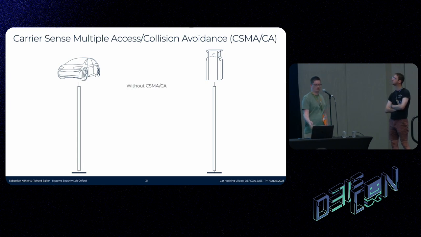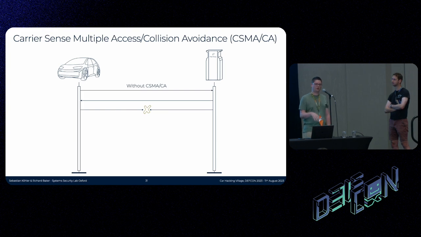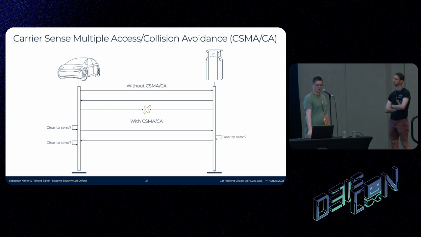So let's assume you have a car and a charger, and they wouldn't have CSMA/CA. The car would send a message, the charger replies, all are happy, but if they send at the same time, you would have interference. So instead, the HomePlug Green PHY modem checks if the channel is clear to send. If it is clear, it sends a message and so on. If it is not clear to send, it waits for a random period of time. So it backs off and then tries again and checks, is the channel now clear? And if it is, it sends the message.